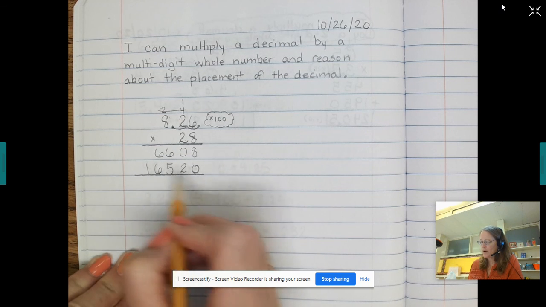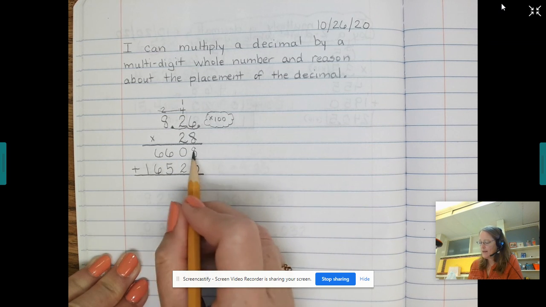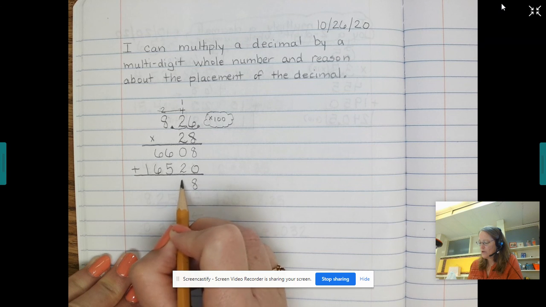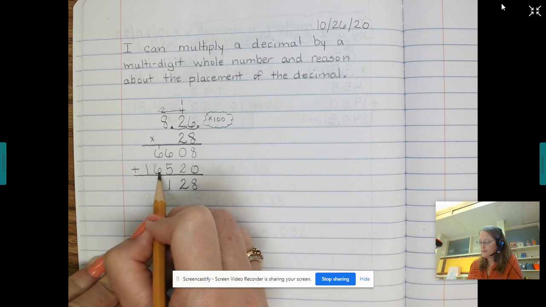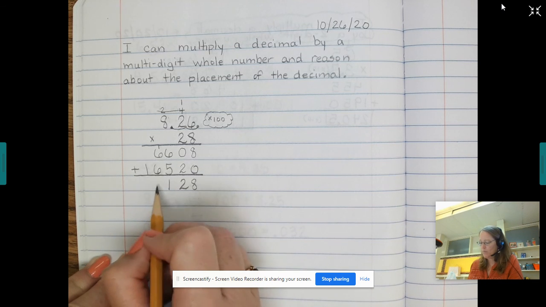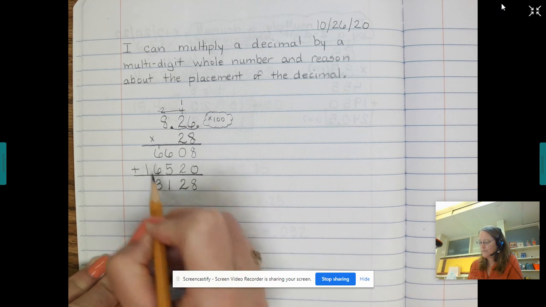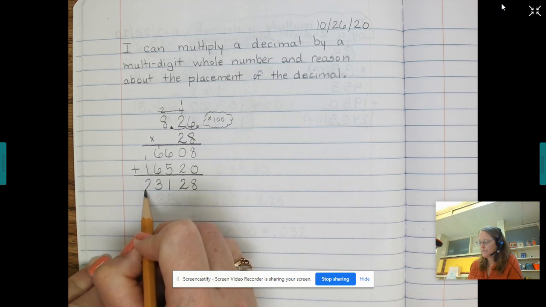Add your partial products. 8, 2, 11, carry the 1. 6 and 6 is 12, and 1 more makes 13. Carry the 1.